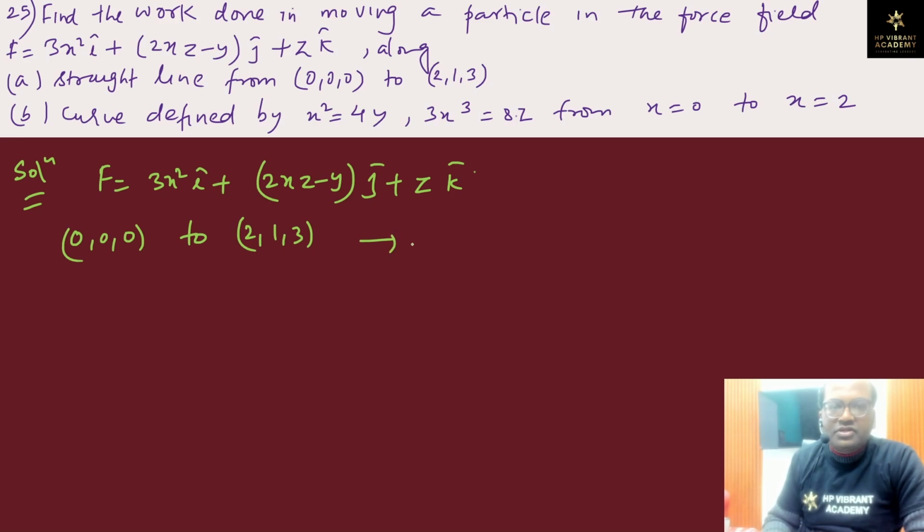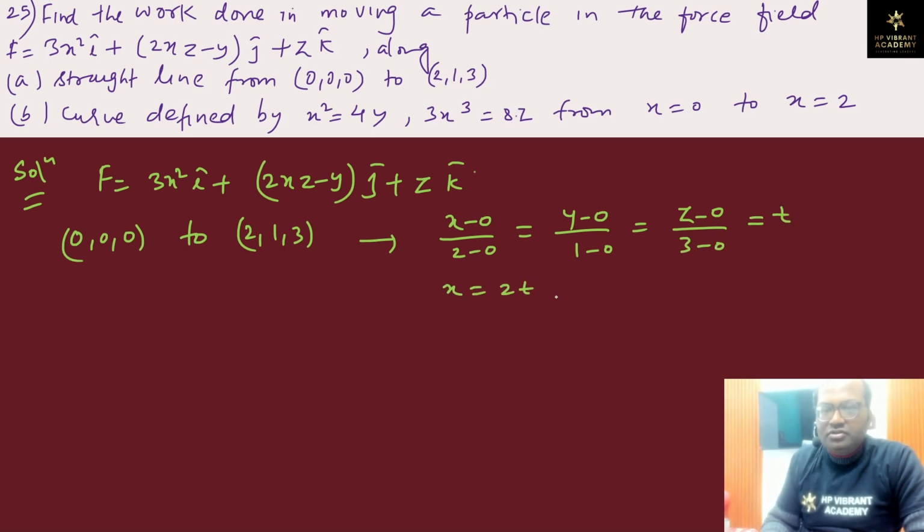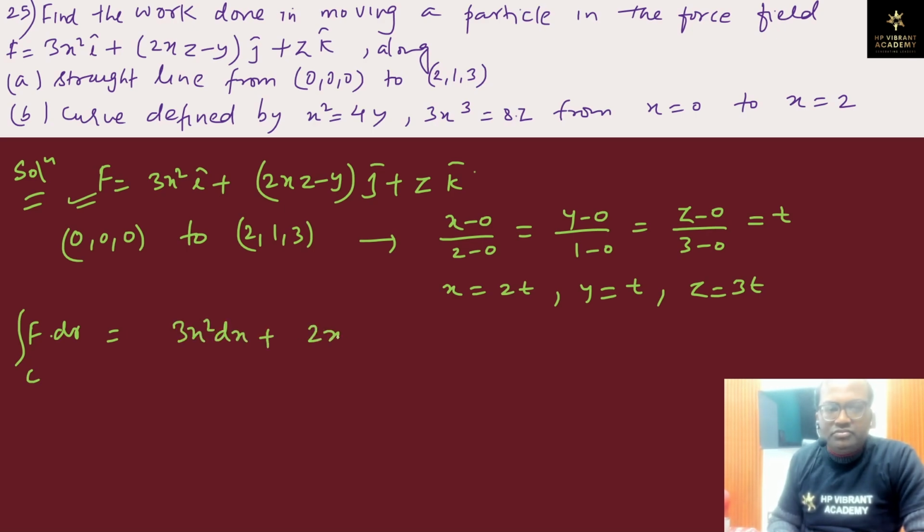So the equation of a straight line will be x minus 0 upon 2 minus 0 is equal to y minus 0 upon 1 minus 0 is equal to z minus 0 upon 3 minus 0. Let us take this as t. So we have x is equal to 2t, y is equal to t and z is equal to 3t. Okay. So let us write down the integral. F dot dr along C is equal to 3x square dx plus 2xz minus y dy plus z dz along curve C.